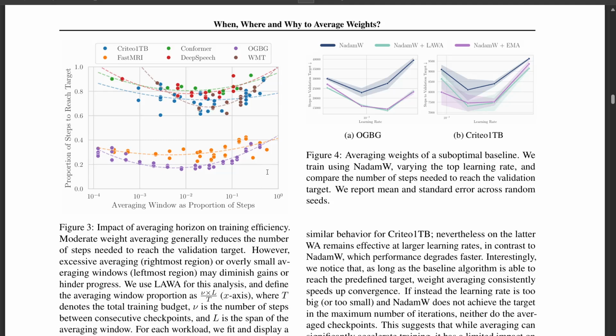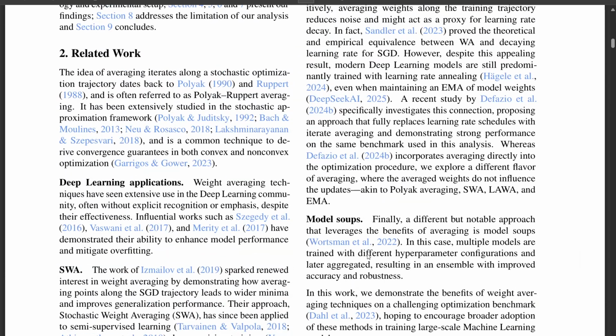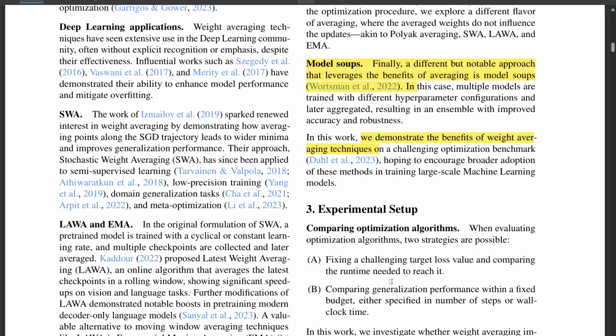In a way, yeah. But more recently, there was this paper by Izmailov et al. in 2019 introducing stochastic weight averaging, or SWA. That really sparked renewed interest, both academic and practical. SWA clearly showed how averaging points along the SGD path leads to those wider minima and better generalization. Okay, so SWA kicked things off again, and this paper we're looking at focuses on specific types.